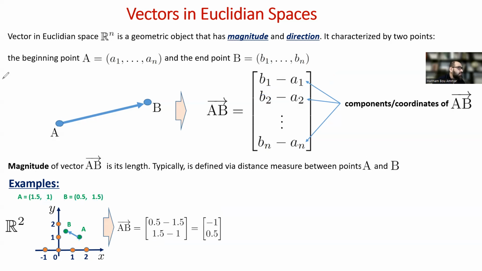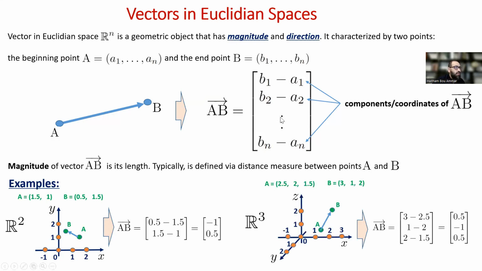And now, if we want to understand the magnitude of that vector, we just simply take the distance between these 2 points. Now, let's look at a three-dimensional example, Euclidean space R3.